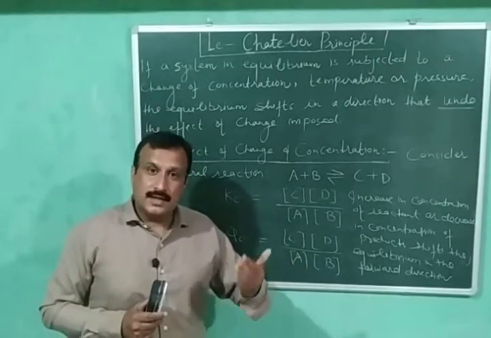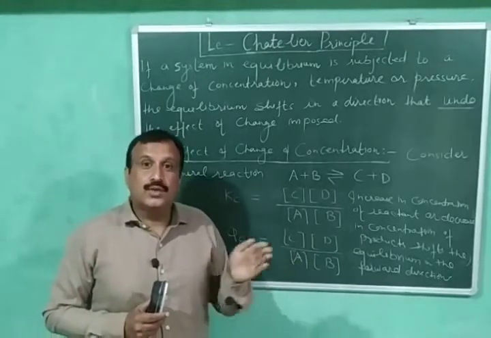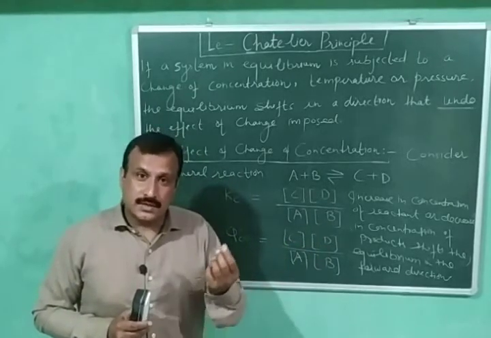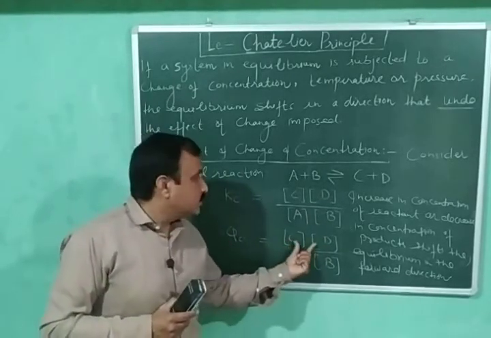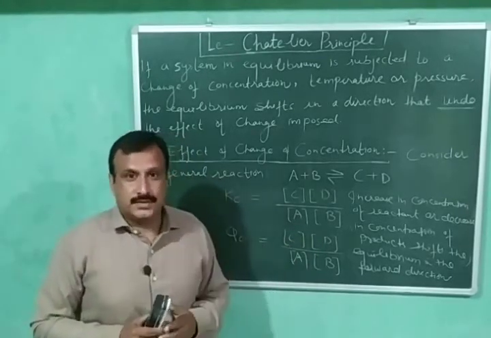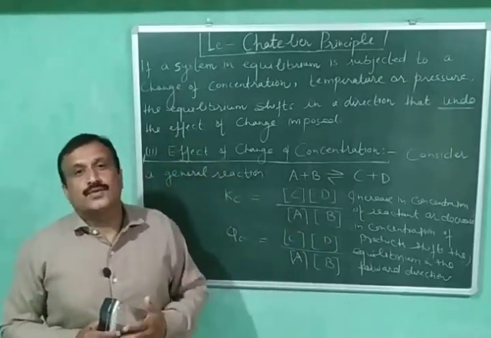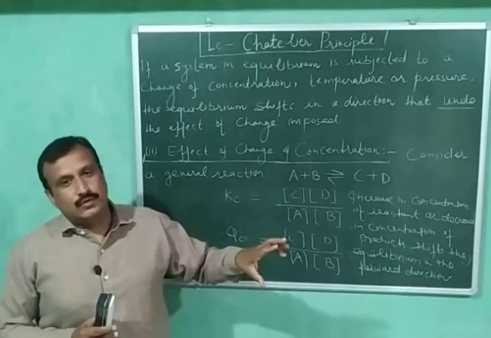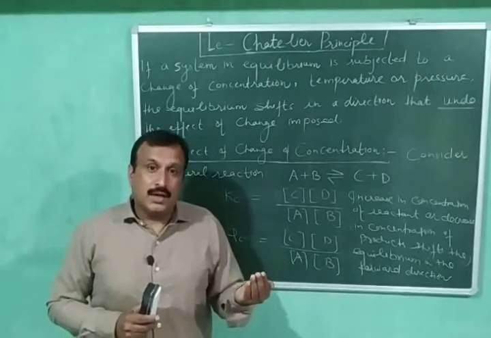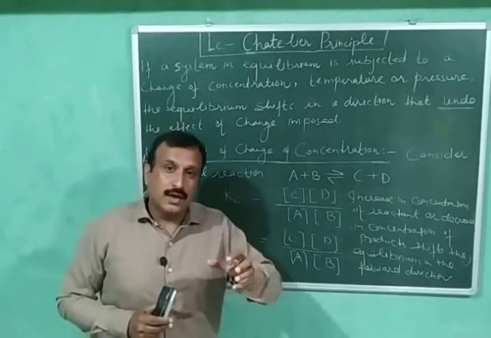This means that the reaction will move in the backward direction, or the equilibrium will be shifted in the backward direction, because the backward direction results in the decrease in the concentration of products and increase in the concentration of reactants. So from this concept we can infer that increase in the concentration of the products shifts the equilibrium in the backward direction.